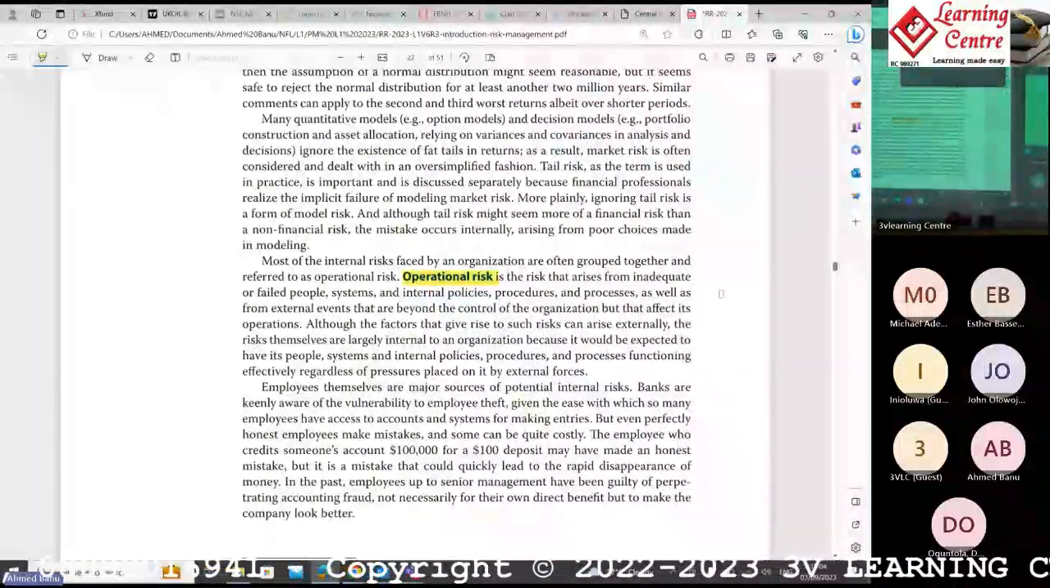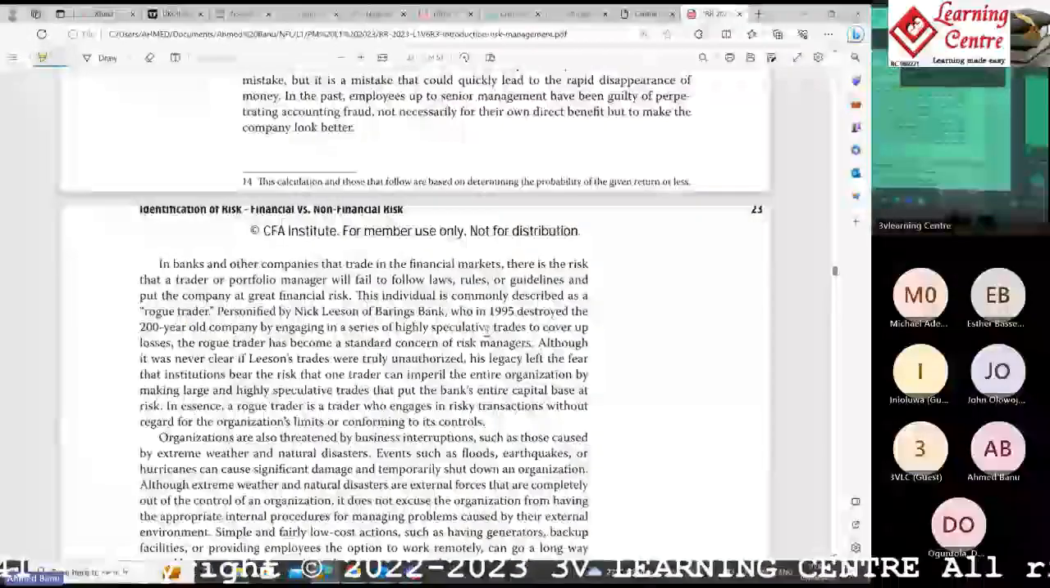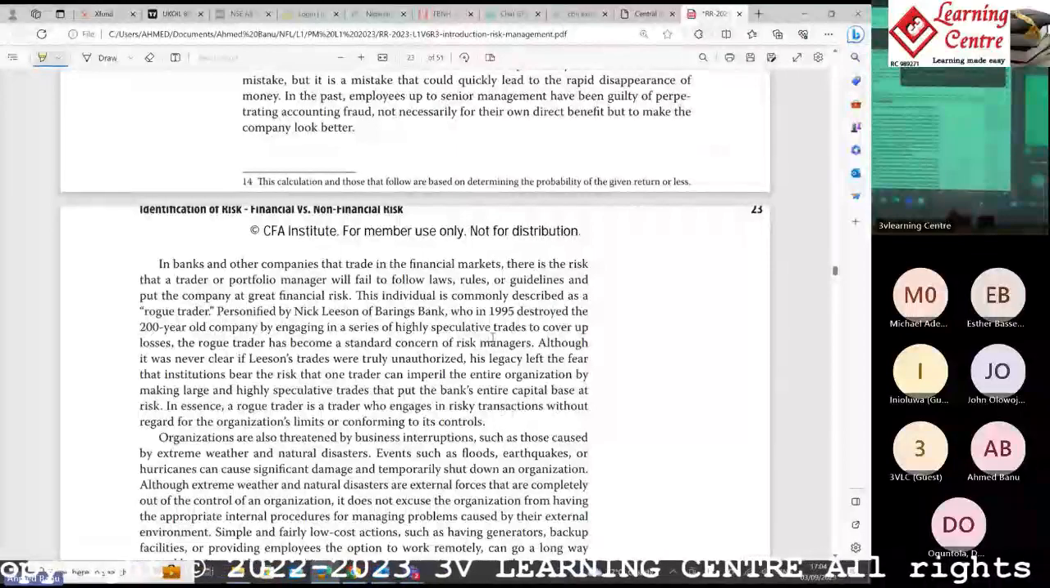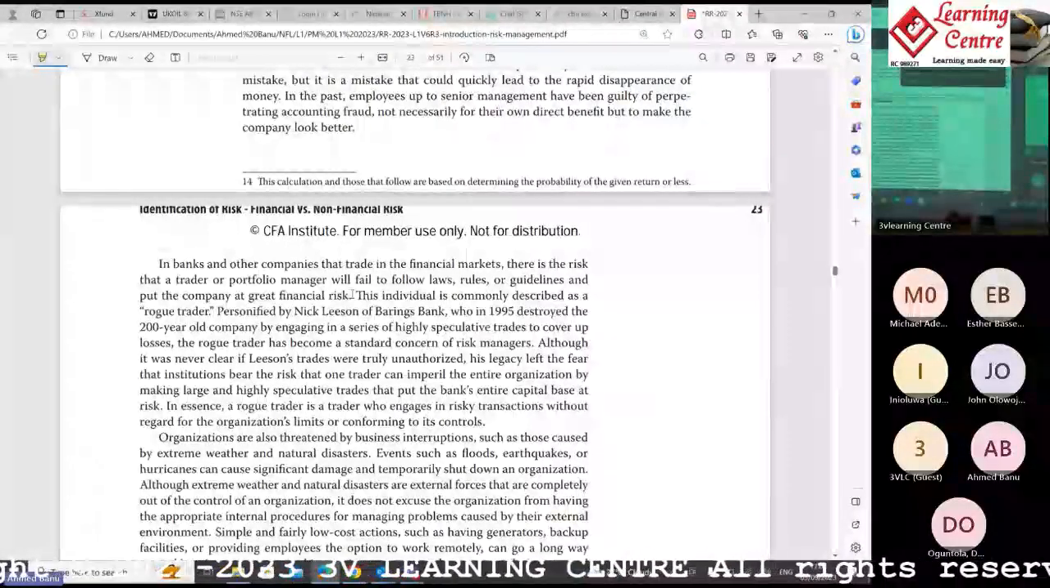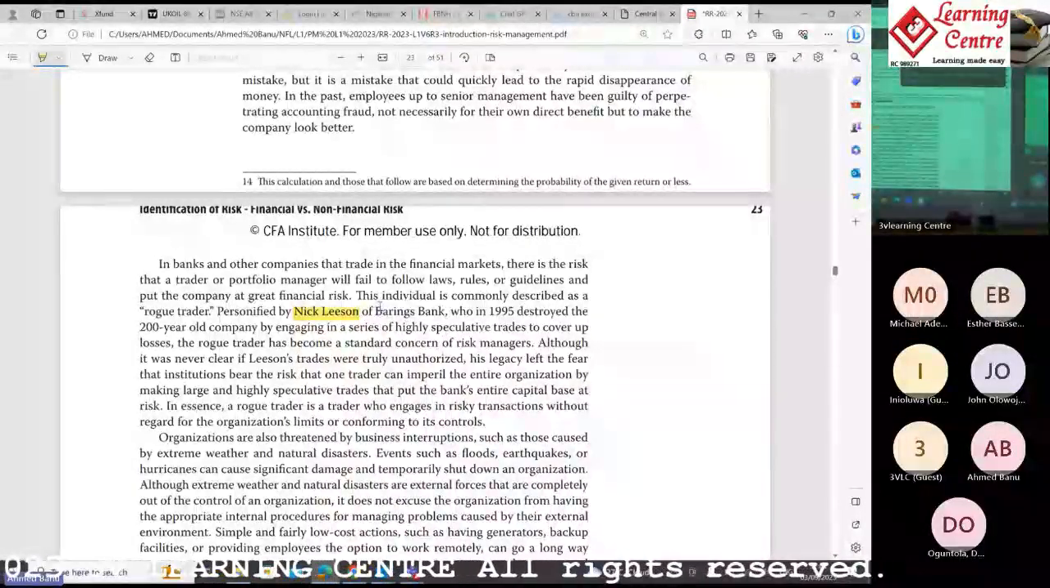Okay, so that's basically operational risk, one of the biggest in the financial sector. We like to talk about this guy, Nick Leeson of Barings Bank.